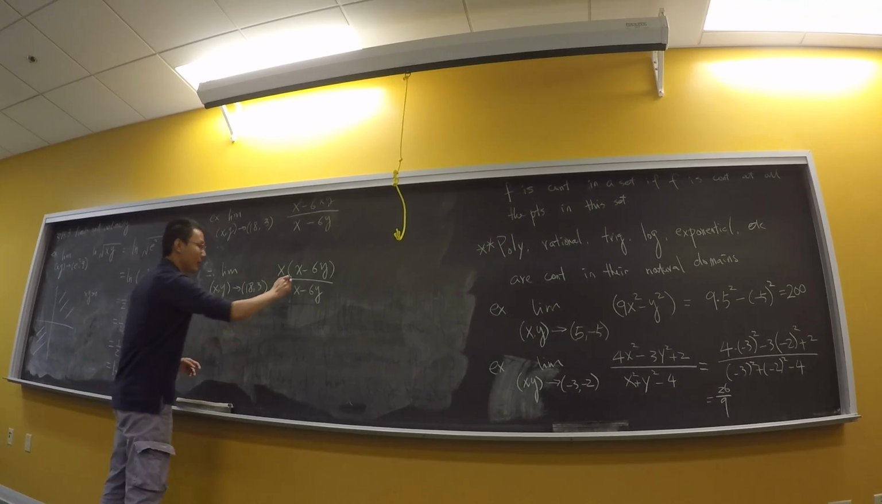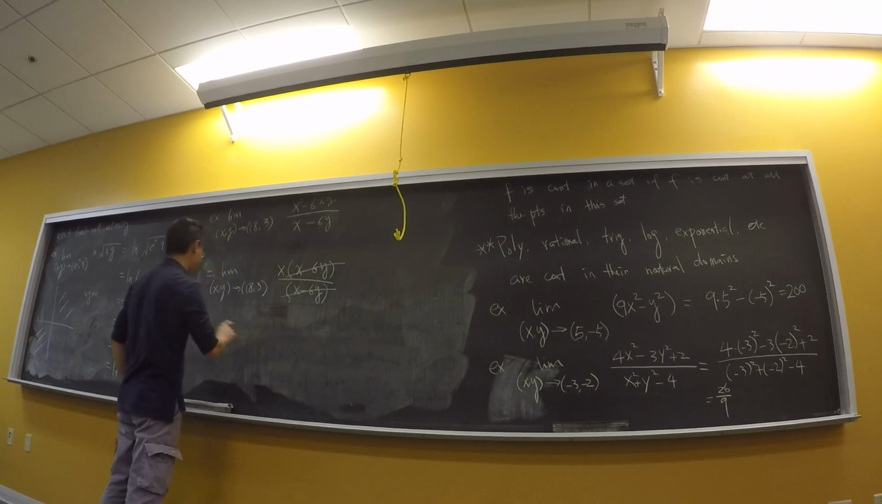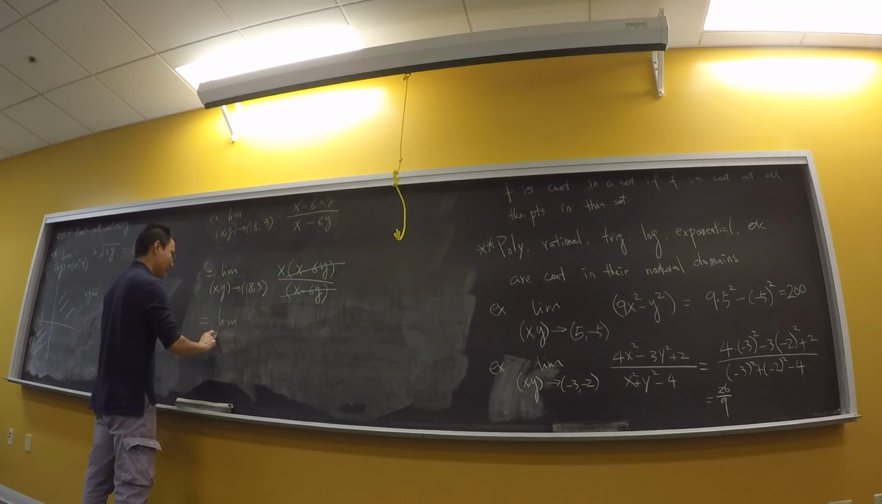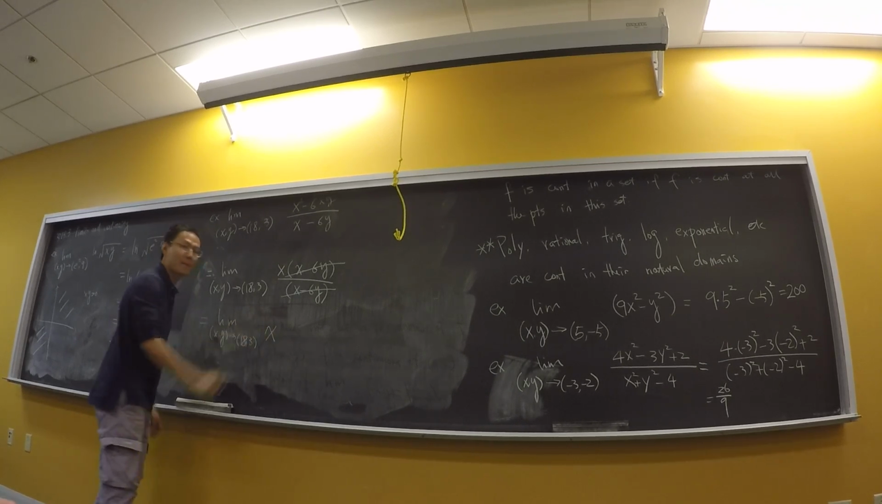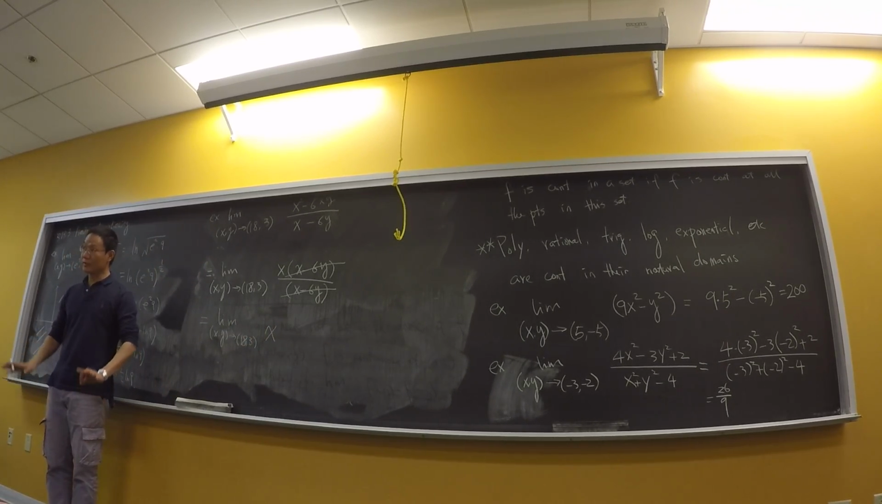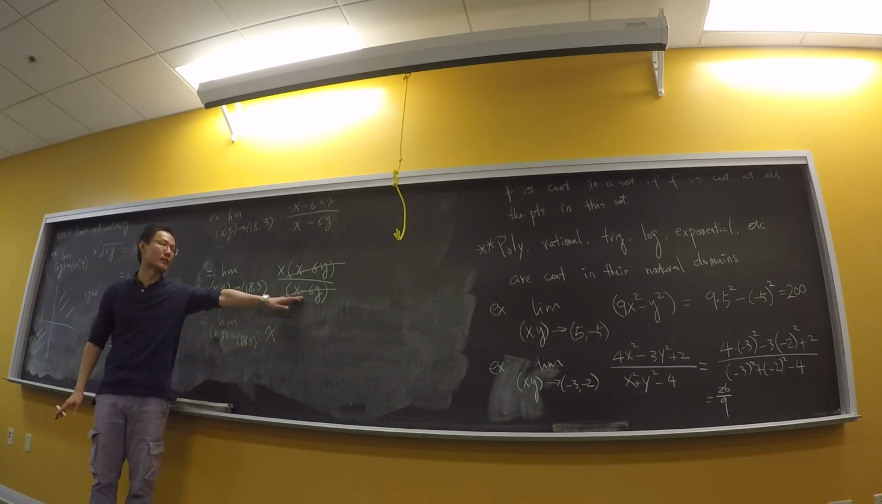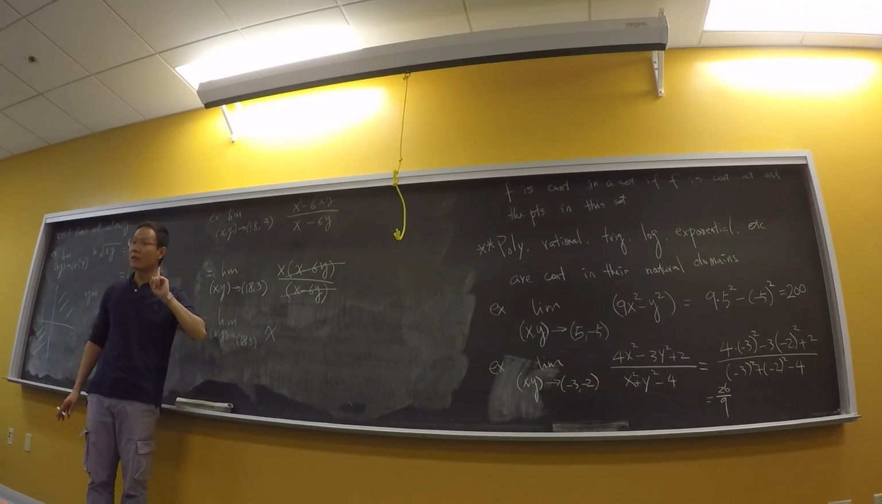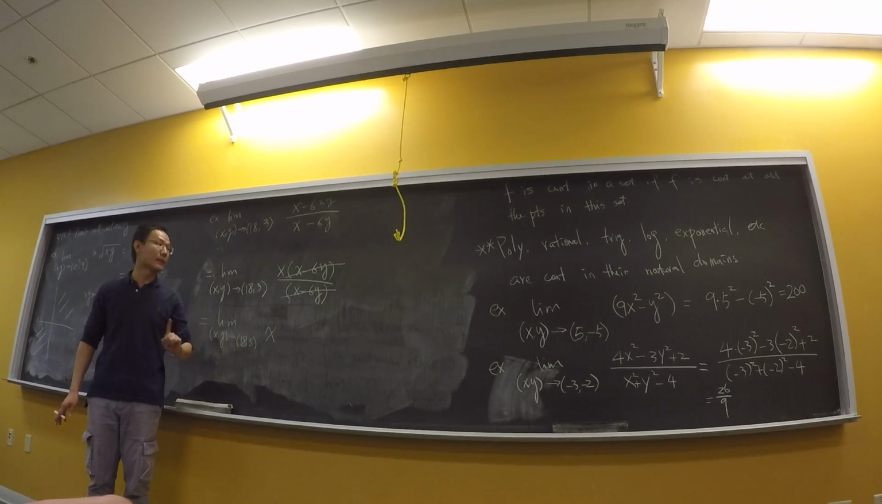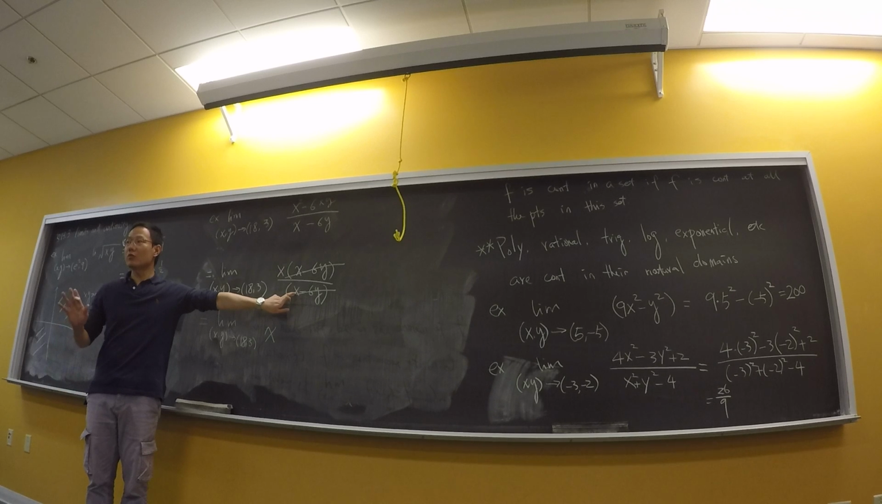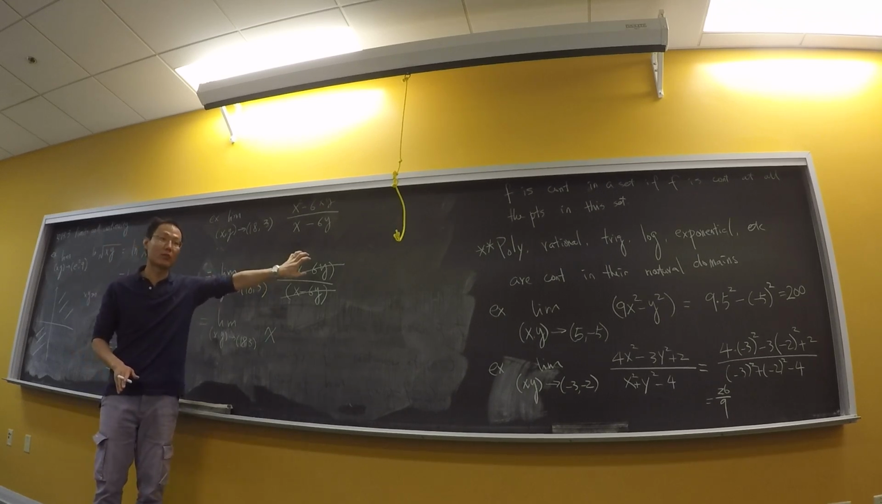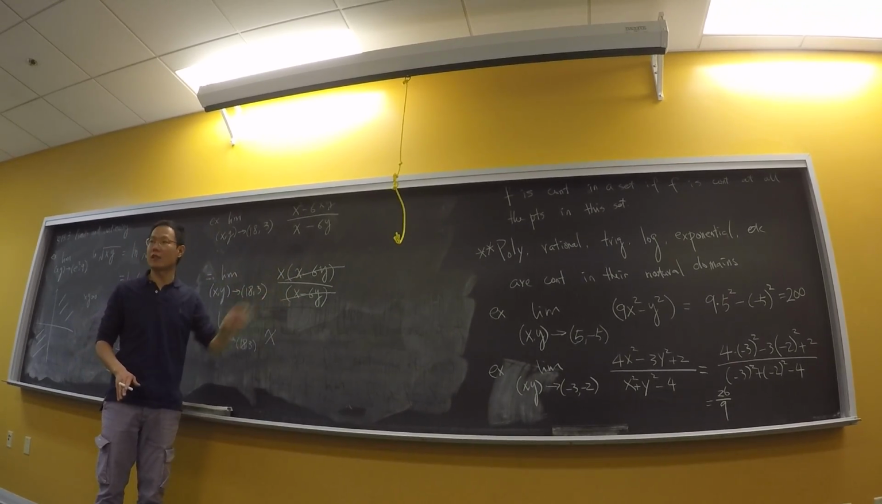I'm going to remove the common factor here, making it just a very easy function x. The only thing I need to do is justify why I can remove this common factor. You can remove the common factor if it is not equal to 0. It can be positive, it can be negative. If you have this common factor which is not equal to 0, then you can remove it.